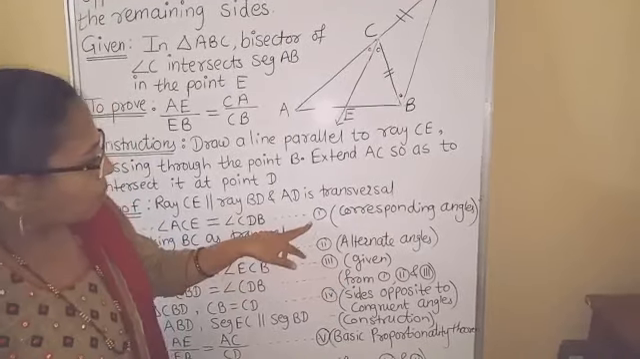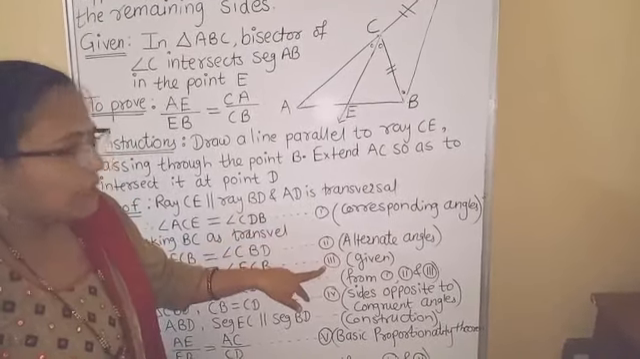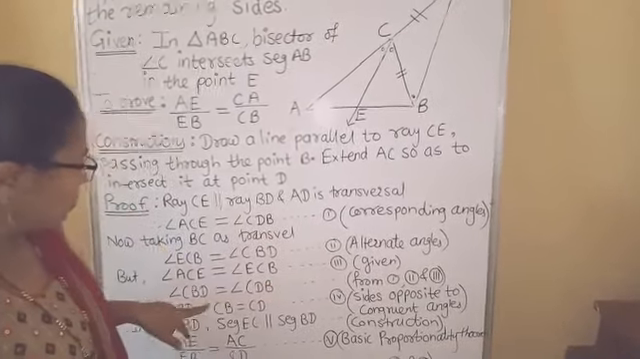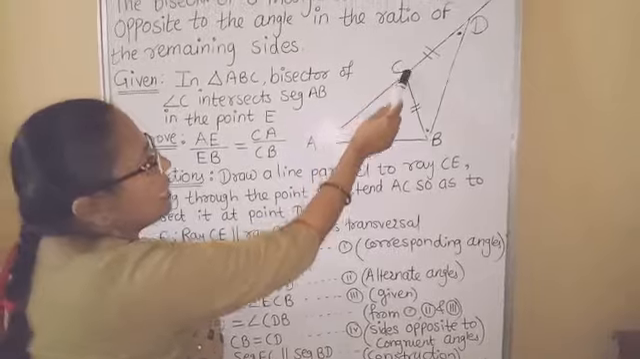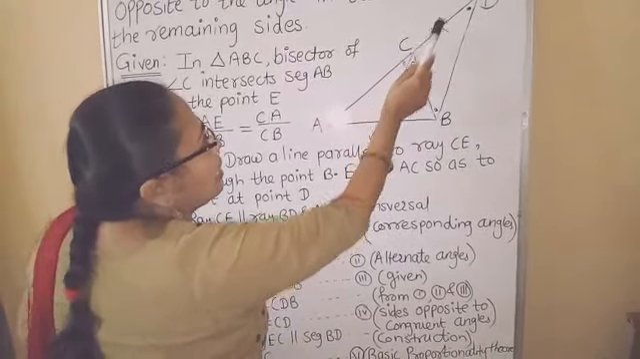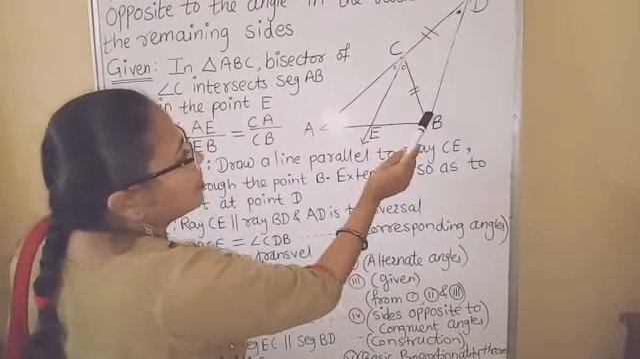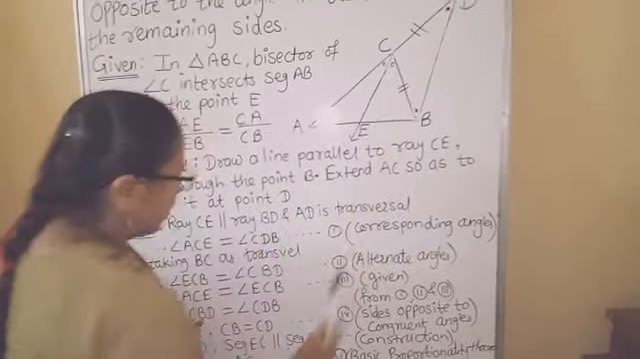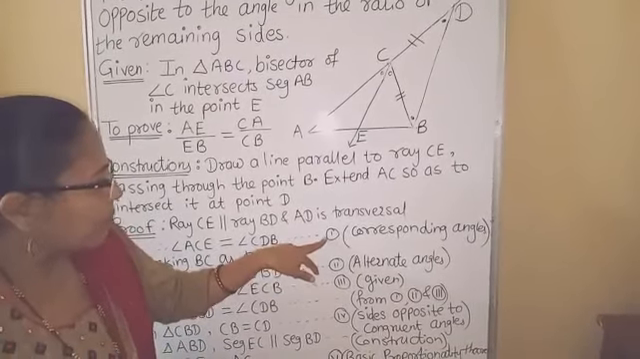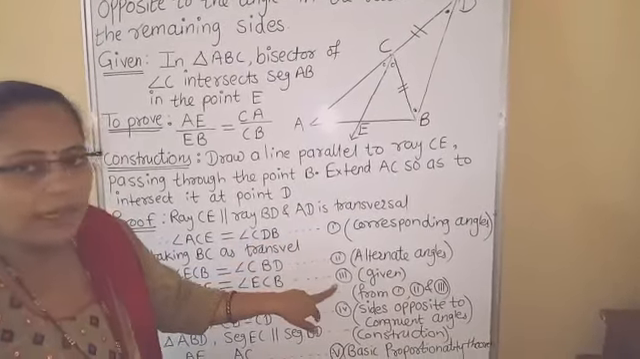Okay student? Now observe first, second and third statement. From these three statements we will get angle CBD equal to angle CDB. These two angles we will get equal. This is from statements number 1, 2 and 3.